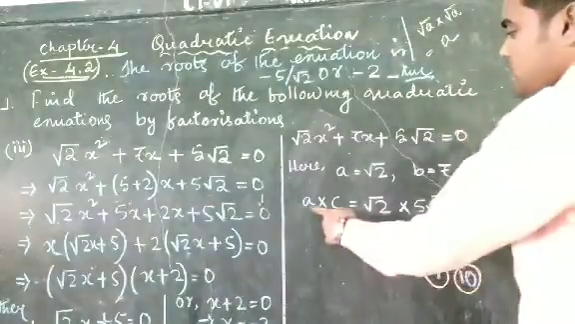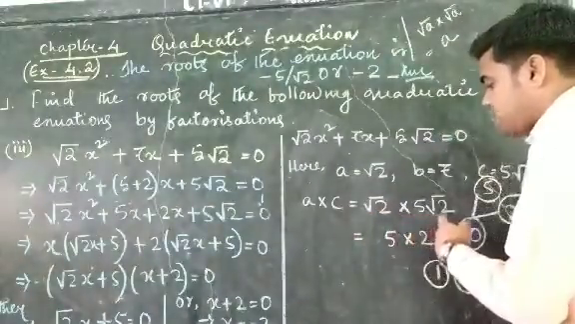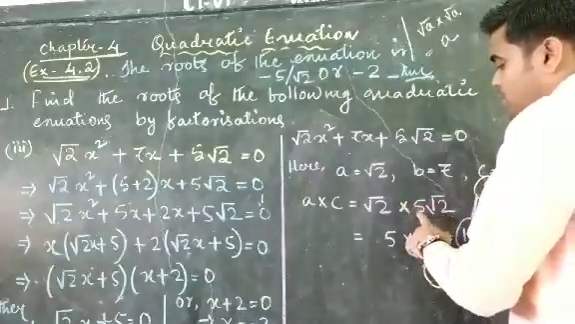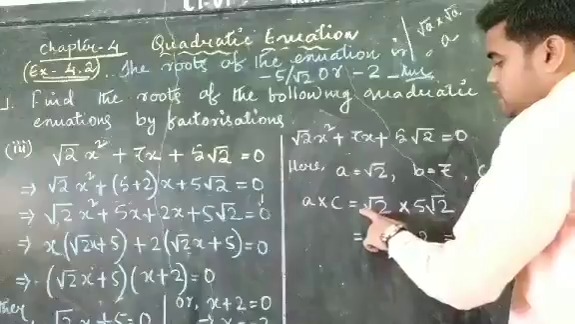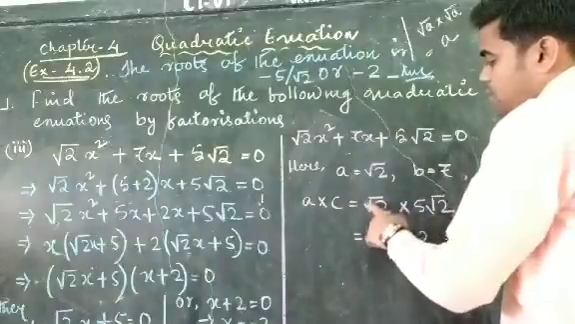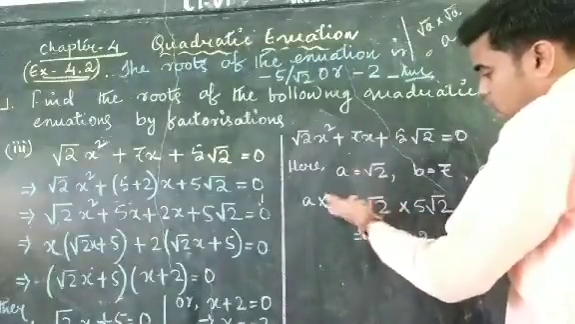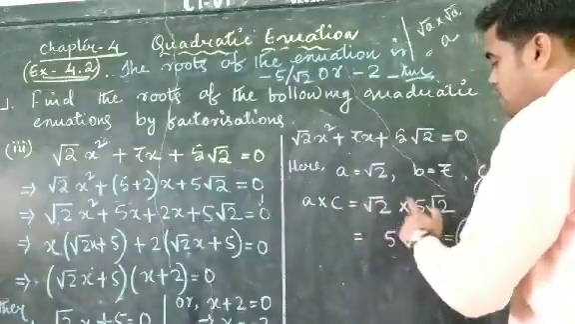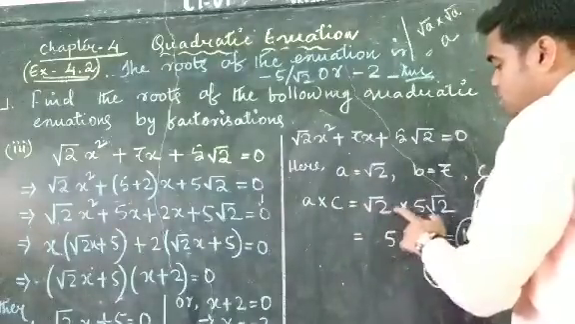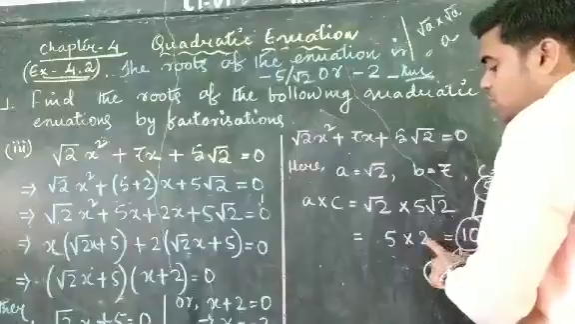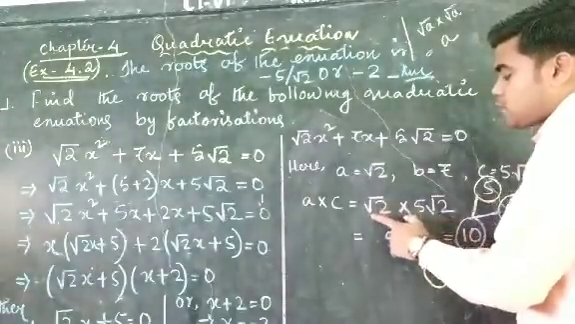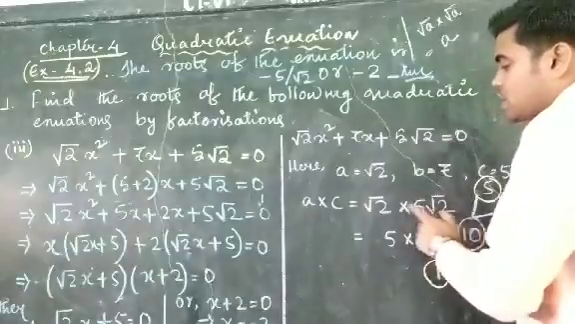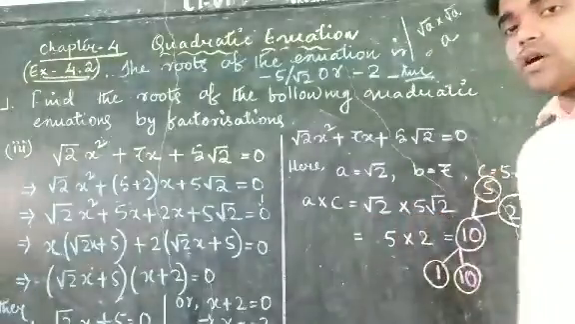Similarly, a into c is root 2 multiply 5 root 2. The 5 is multiplied by root 2, and the other root 2 has nothing outside the root, that means 1 is there. So 1 multiplied by 5 is 5, and root 2 multiplied by root 2 equals 2. So 5 2s are 10. Ultimately, when we multiply root 2 by 5 root 2, our answer will be 10.